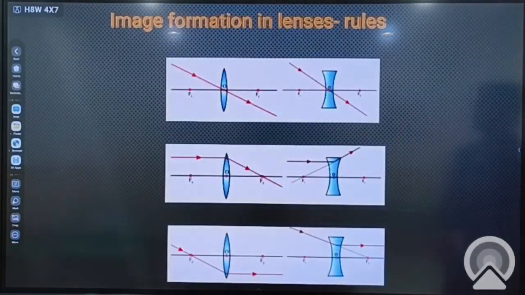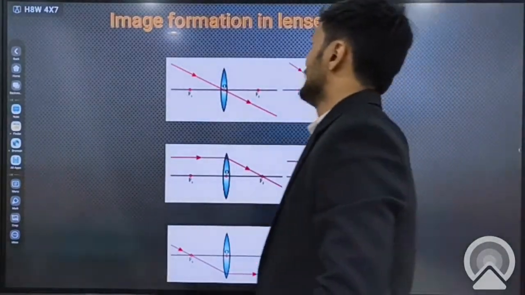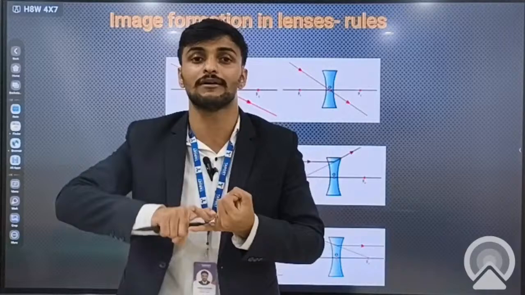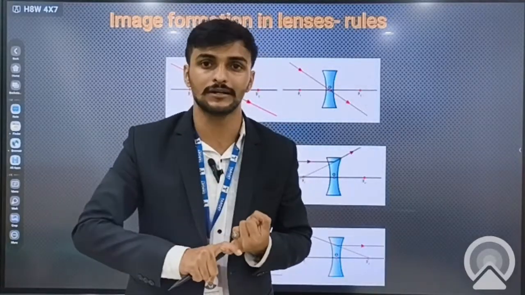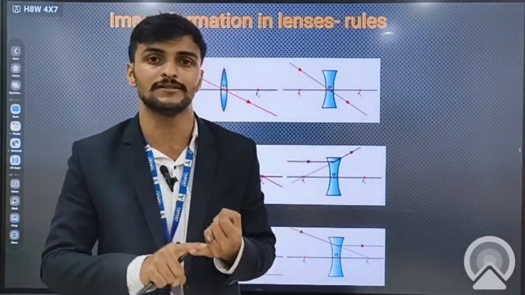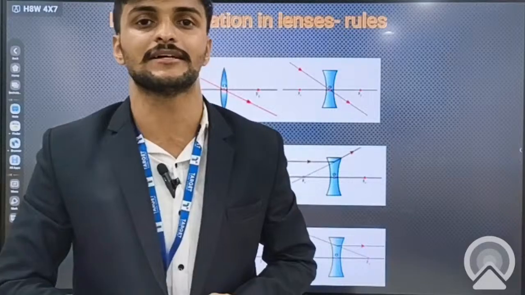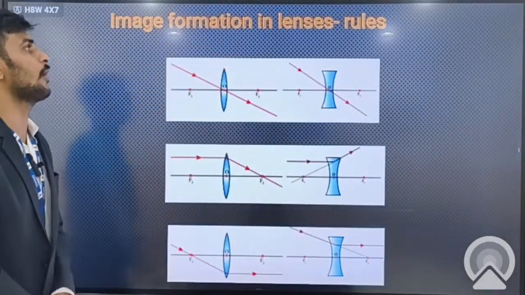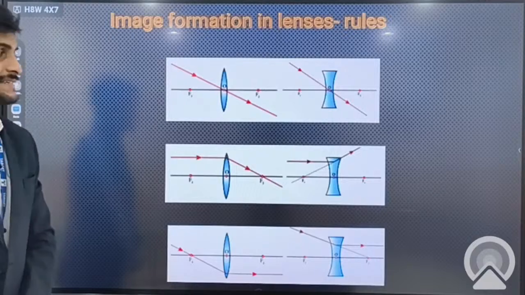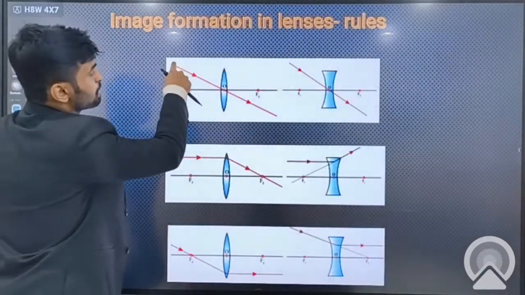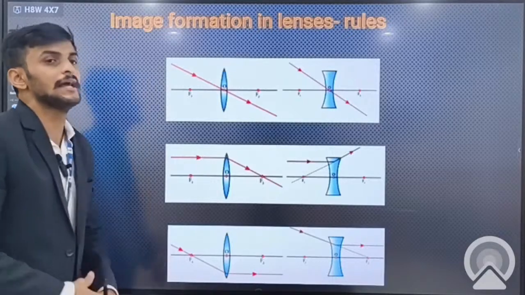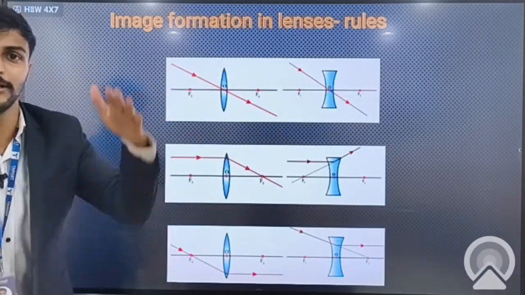Next case, image formation in lenses. We know we have two kinds of lenses: convex lenses and concave lenses. Convex lenses are otherwise called converging lenses, and concave lenses are otherwise called diverging lenses. So here we have three rules to draw the image formation in lenses. If a ray is passing through the optical centre, there will be no refraction. It will go straight. There will be no bending.